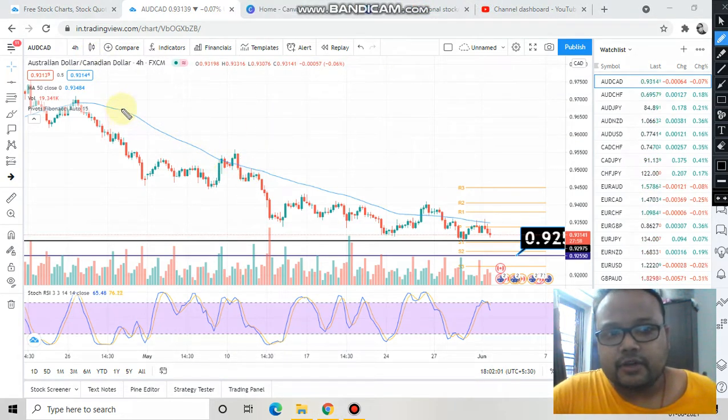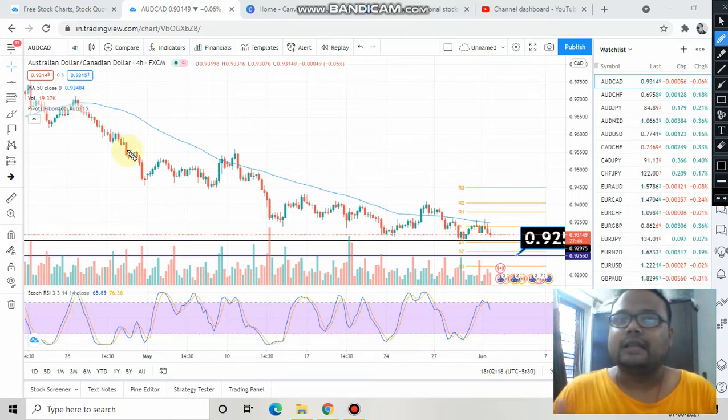the 50 moving average, this line is the 50 moving average, is acting as a resistance to the market. Whenever the market is trying to go up, it is getting resistance from the 50 MA and coming down. So it was quite easy for us for the last couple of days and weeks, and we got plenty of opportunities and made a good amount of money. If you have watched my previous video, then hopefully you're in profit right now.